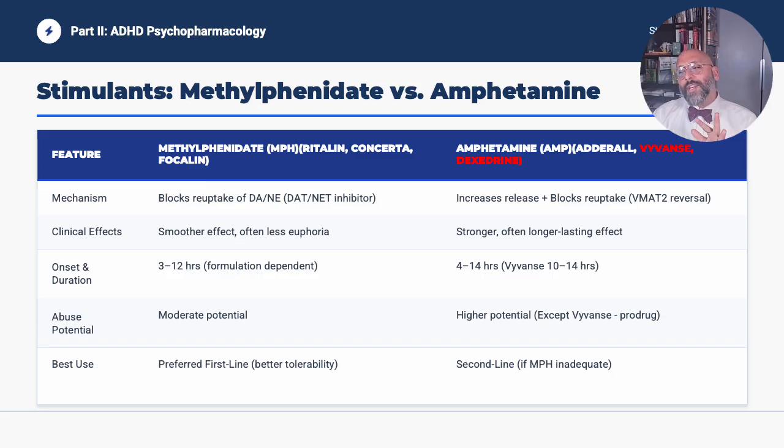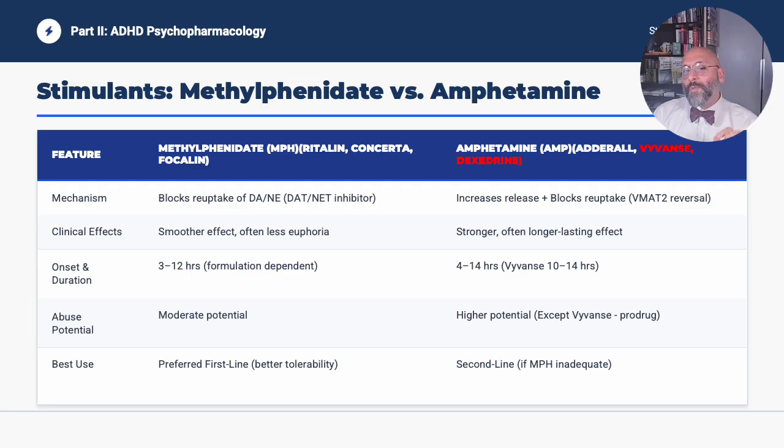So onset and duration also is not just a convenience issue. Duration matters clinically, and longer is not automatically better. A medication that lasts 14 hours can improve work performance, but worsen sleep and appetite and emotional recovery. Vyvanse is highlighted here because it's a prodrug. It has to be metabolized before becoming active. So this lowers, not completely, but it lowers abuse potential and rapid spikes and euphoria, but it does not eliminate the risk.